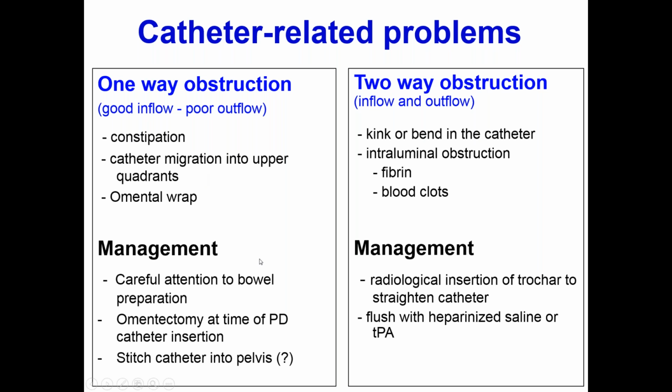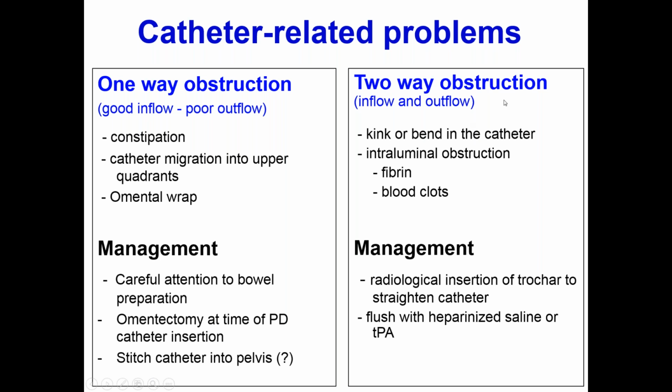So to manage this, a very careful attention to bowel preparation is important. What we would do in our center is we would do almost what the surgeons do as a bowel prep before they actually put in the catheter. So giving, not quite an enema, but giving a very large dose of laxative to clear out the bowels. We would thereafter keep a very close eye, every time in clinic ask about a history of bowel preparation, about bowel movements, and use laxatives if necessary. Omentectomy at the time of PD catheter insertion, I've explained this, and sometimes stitching the catheter into the pelvis.